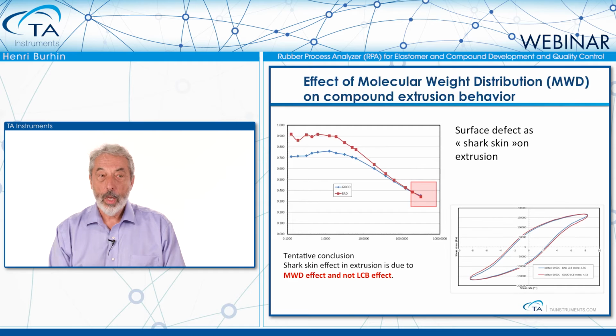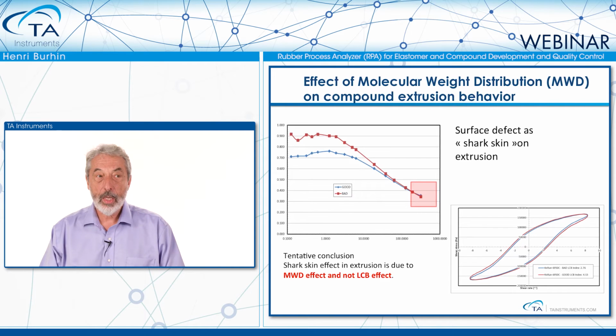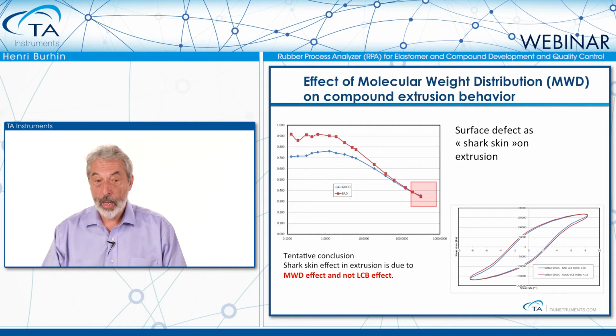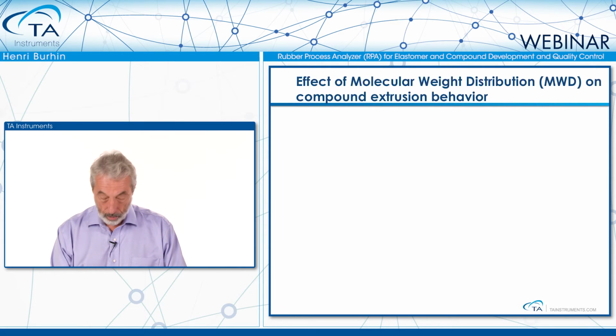And in that test, we know that with the LCB index, we are able to see that actually the good polymer has the highest level of branching, which is not really logical. We would expect either the high molecular weight fraction or the branching to give the shark skin in extrusion, but actually not. It's only a molecular weight distribution effect rather than an LCB effect. And this was actually shown as well and explained by Professor Christopher Macosko some time ago.